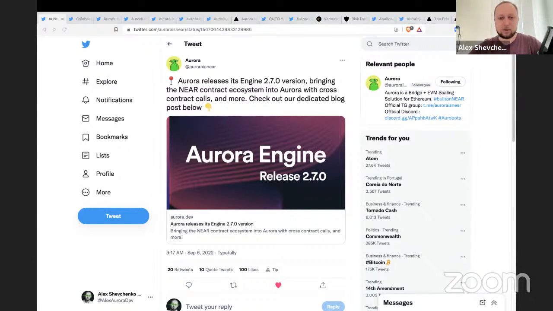I would like to start with a pretty major thing that happened, though it was just a minor release of the Aurora Engine. In release 2.7.0, our engineering team figured out how to do several incredible things. One of them is cross-contract calls from Aurora to the NEAR ecosystem. The feature is quite simple to formulate: it is just the ability to call a NEAR smart contract from Aurora. But in fact, it is an extremely complicated engineering problem, because the EVM is synchronous, while NEAR execution is asynchronous.